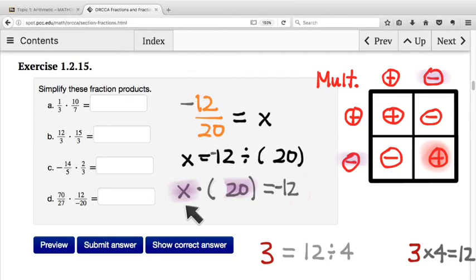So now what does that tell me about x? If x satisfies x times 20 is negative 12, then is x positive or is x negative? Negative, because? Negative times positive. That's right. So we know the product has to be negative. That means that these two factors have to have opposite signs. So one of them's got to be positive and the other one's got to be negative. And since this one's positive, that means that this one's got to be negative.